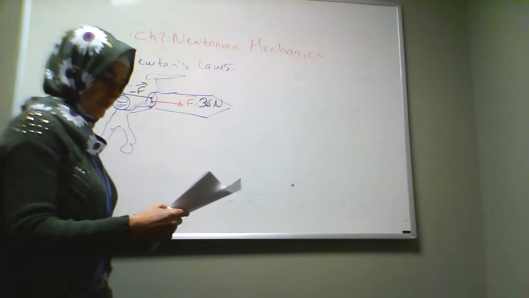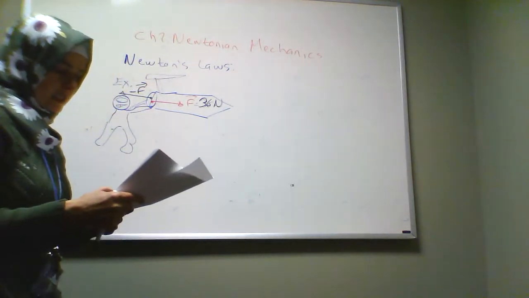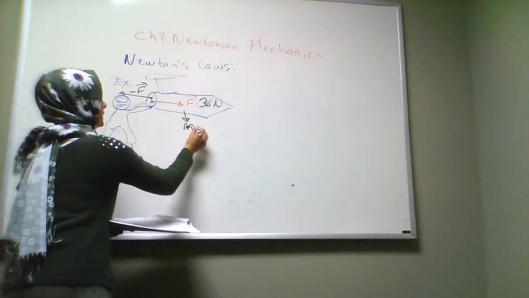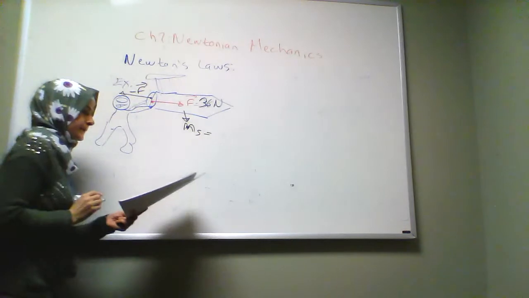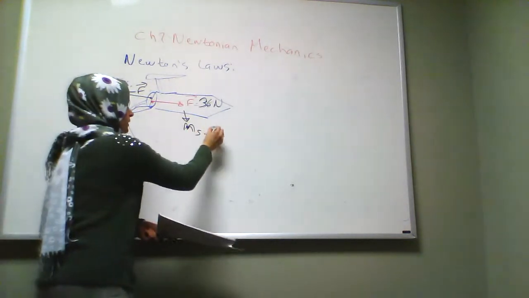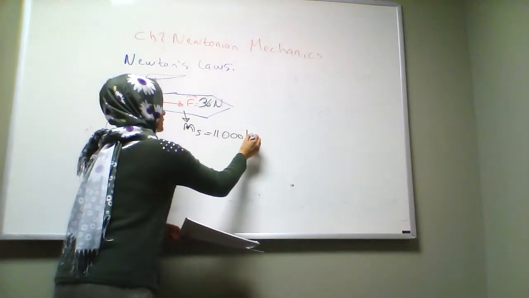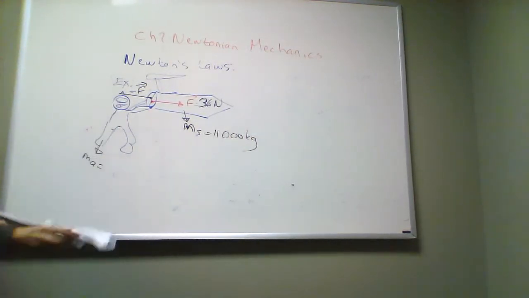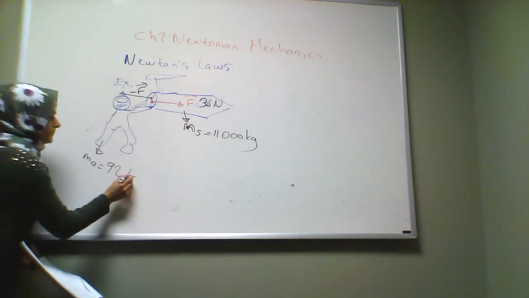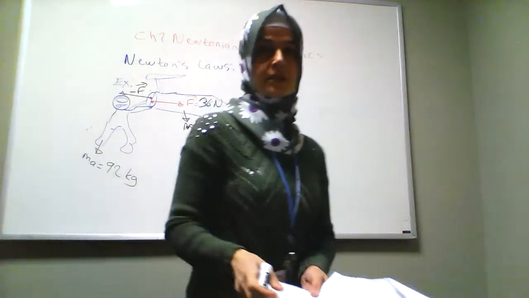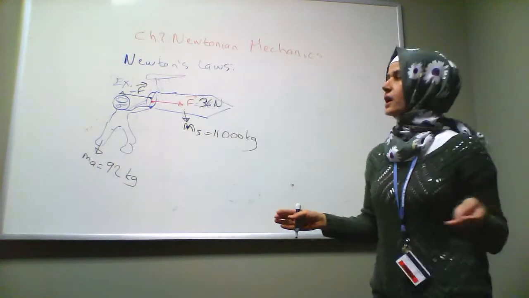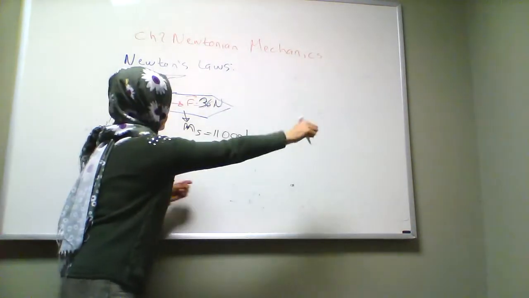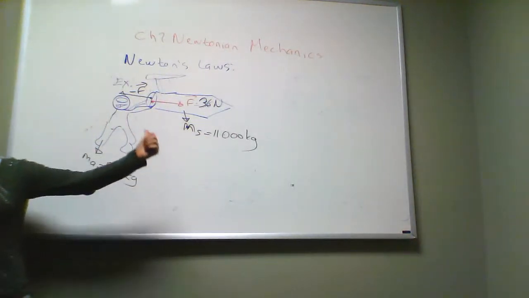Find the acceleration of the astronaut and the spacecraft if their masses are, so the mass of the spacecraft, I'm going to call it ms, is 11,000 kilograms, and I'm going to call the mass of the astronaut 92 kilograms. Now we have the same force, only in opposite direction. As the astronaut pushes this spaceship to move a little bit to the right, he will be pushed back, so he will be moving to the left.